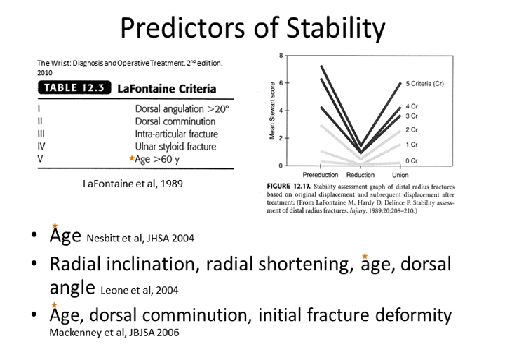You can see from this graph that they do. But of course, not everybody agrees. There are some papers that say only age is a factor. Then some papers say radial inclination, shortening, dorsal angle. But whatever the case is, the common finding among all these papers is that age is definitely a predictor for instability. So the older the patient is, the more likely the fracture will be unstable.